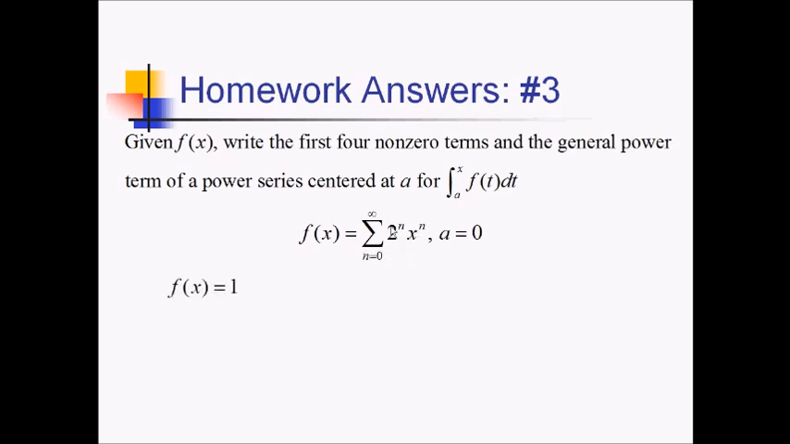After that, we've got 2x. And after that, plugging in 2 for the n's, we've got 4x squared. And we'll do one more, 8x cubed. And then our general term, which is just 2 to the n, x to the n. Okay, let's go ahead and take the integral of this expression from 0 to x.